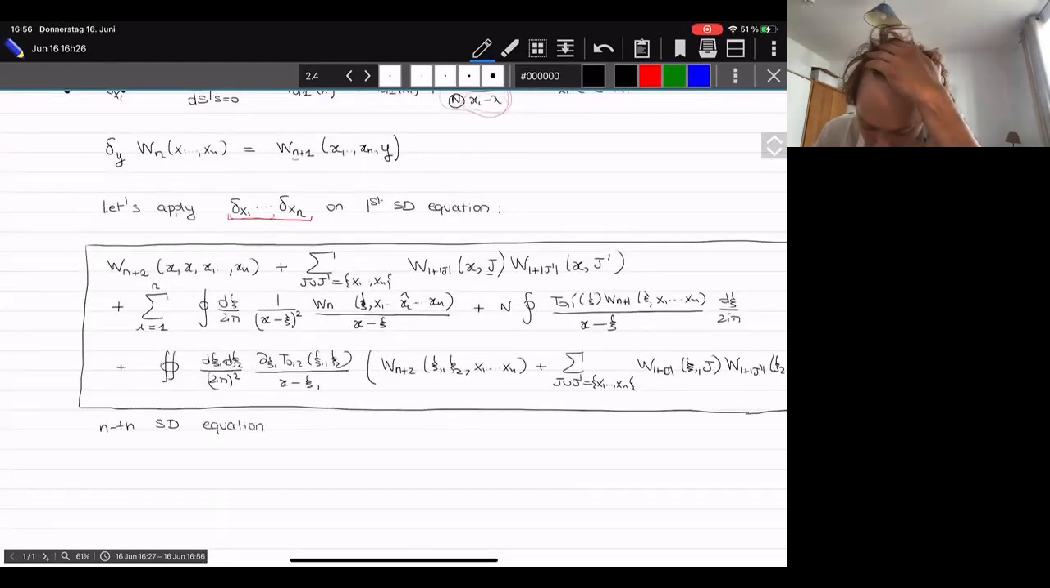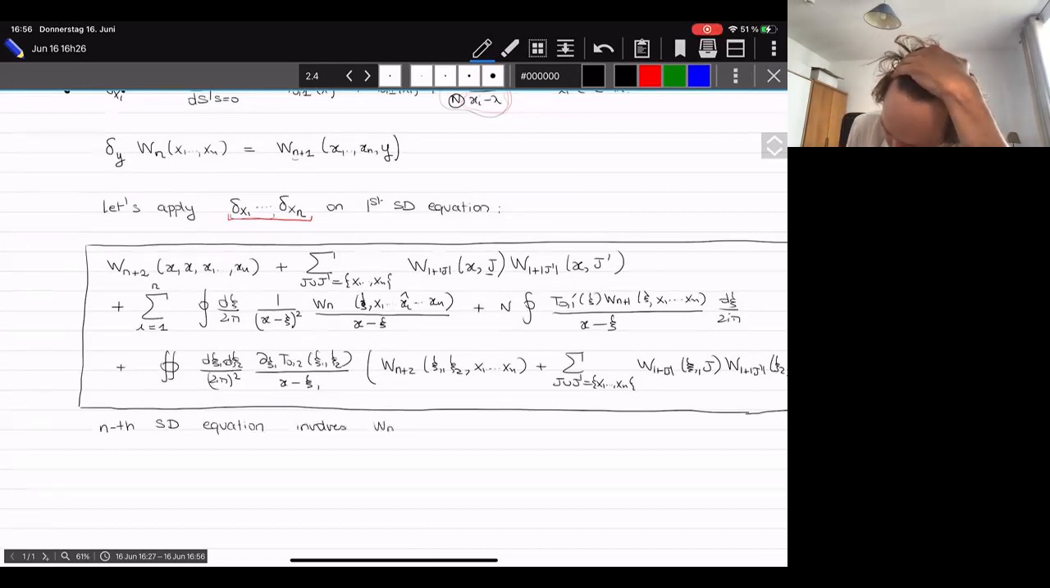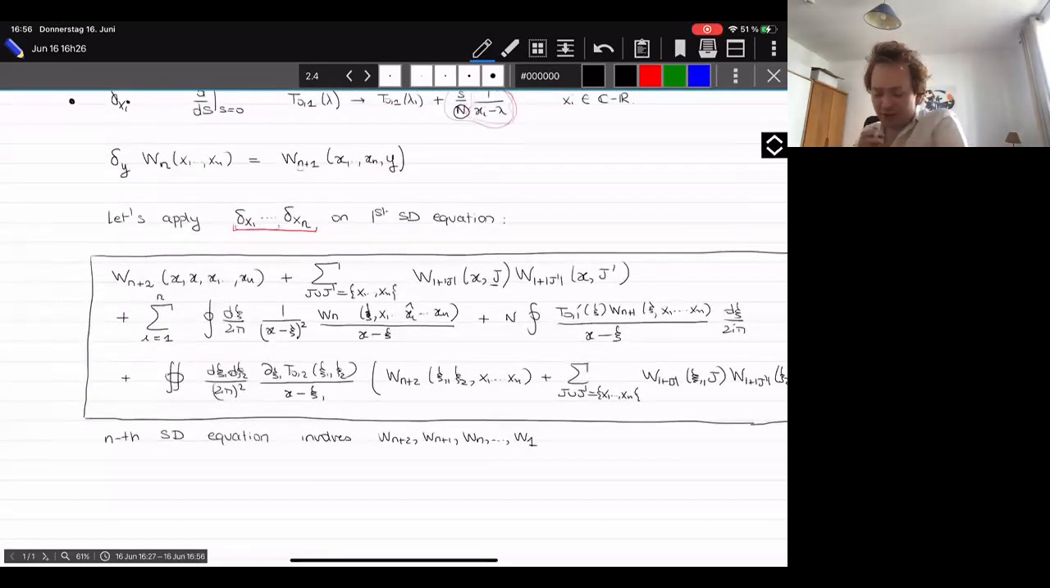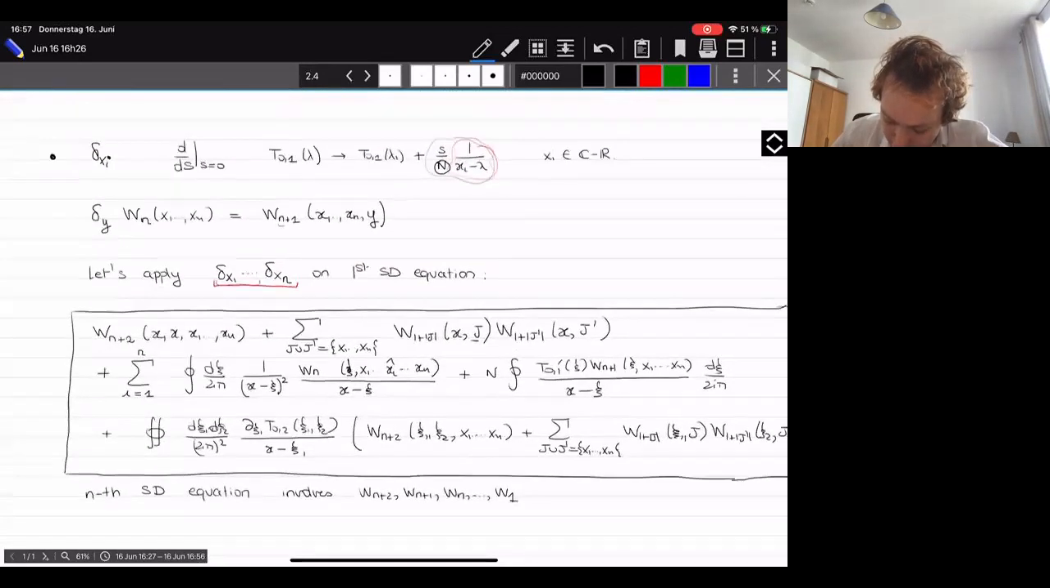And now it involves W_{n+2}, but also W_{n+1}, W_n, up to W_1. In this factor, you're going to have some W_1 where all the J prime is an empty set, for example. So these are exact equations. They're true for finite n. And they give relations between correlators, but not really a way to compute the correlators.